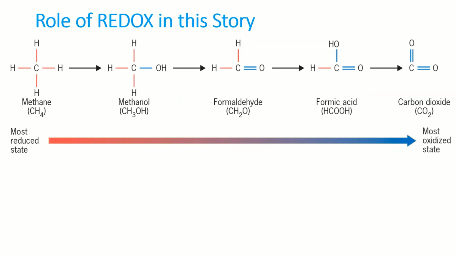So, let's have a visual representation of reduction and oxidation. In this illustration, we're going to consider the reduction and oxidation states of carbon, the atom carbon. So first, we start here from the left, labeled most reduced state of carbon, which is methane. And then we go to the right, carbon dioxide, which is labeled here as the most oxidized state.